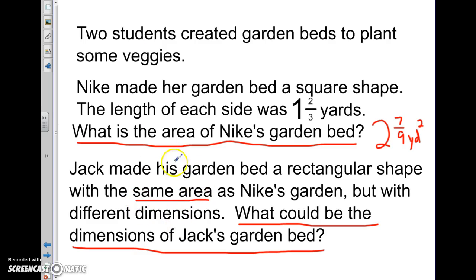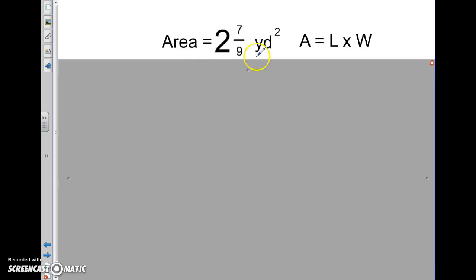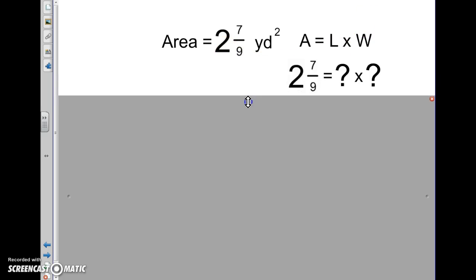So remember, Jack's is the same area, and we need to figure out the dimensions. So we know that the area of Jack's garden is also going to be 2 7/9 yards squared. And since we know that the formula for finding the area of a rectangle is area equals length times width, and we know that the area is 2 7/9, that means that we have 2 7/9 equals something times something. So all we need to do is plug in two different factors here that when multiplied together give us 2 7/9.